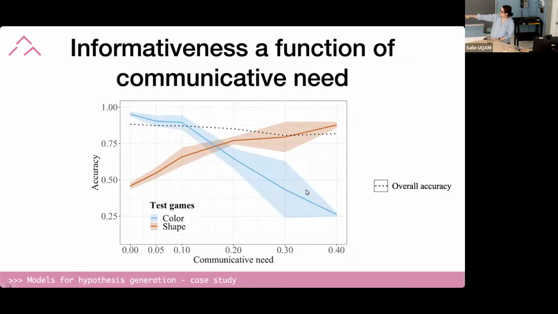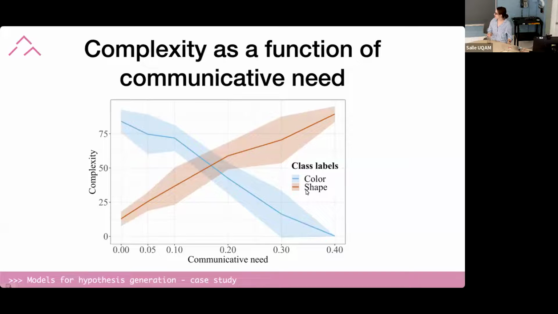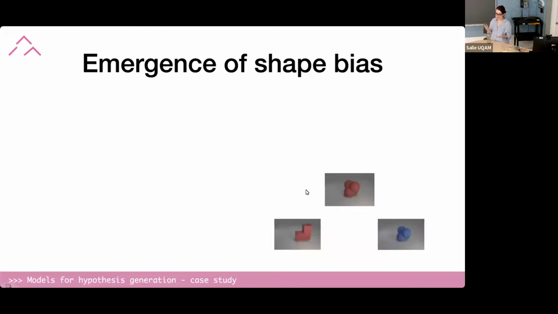But then what happens as we increase this communicative need for shape is we see this trade-off that starts to happen where actually their performance on color games starts to just drop. The same thing again happens to complexity. We have this trade-off. Okay. So we have this shape bias that's emerging as we increase the need to talk about shape distinction. So what exactly is happening there?